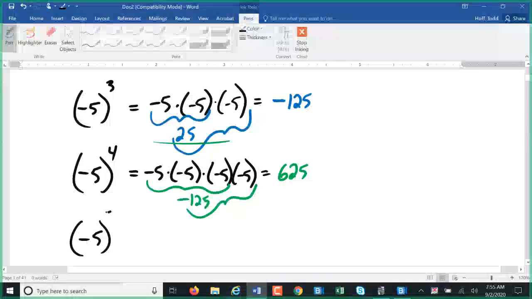Let's do that. Negative 5 to the power of 5. Now it's 5 negative 5s multiplied together.